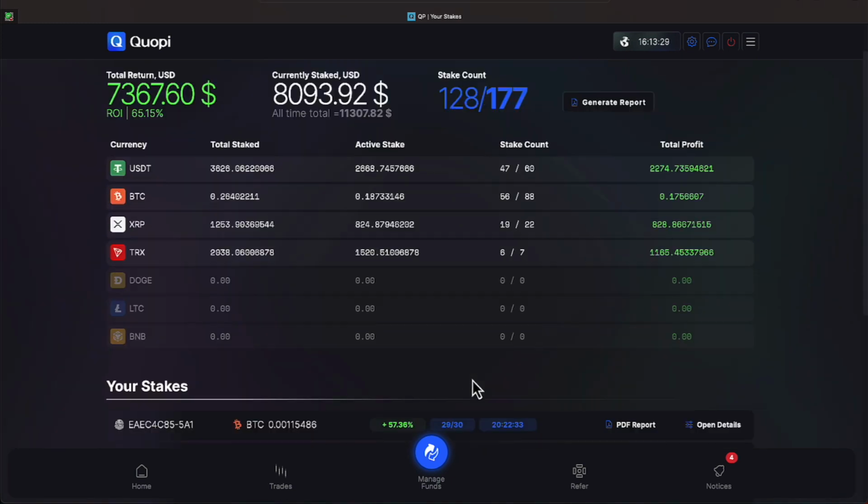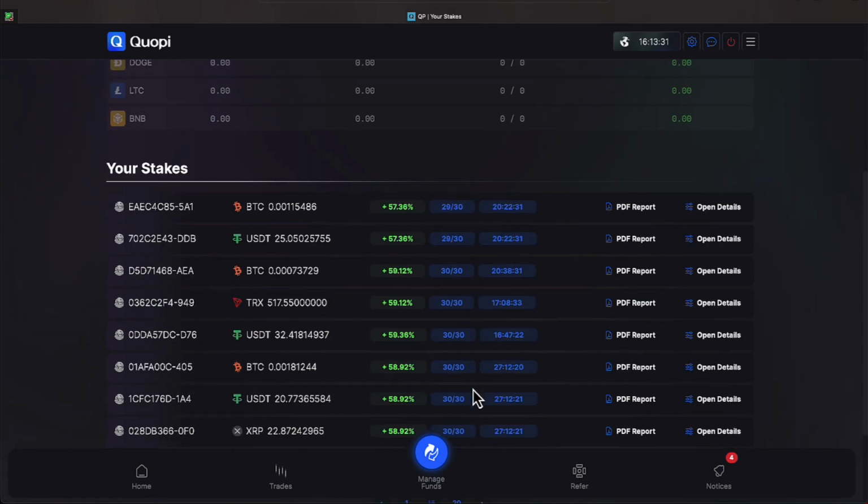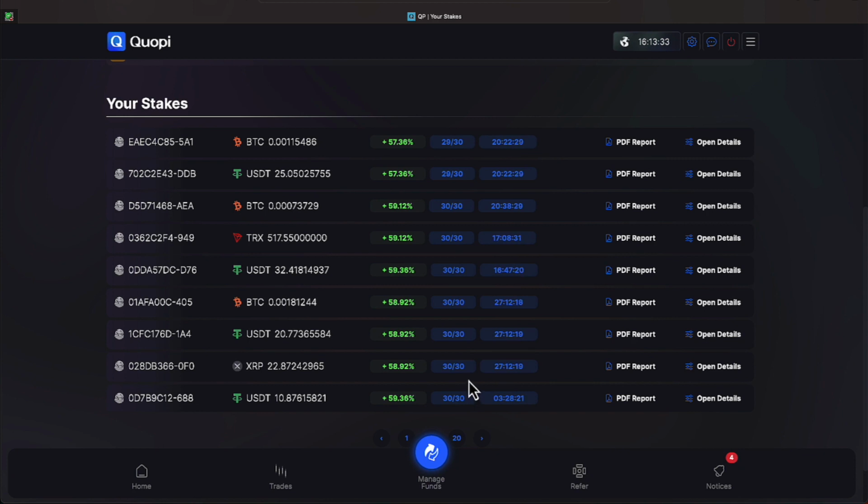Again, all stakes are 30 days. You cannot add to a stake. You have to start a new stake. All stakes must be a minimum of $10. All right, everyone, let's go to 29 days.